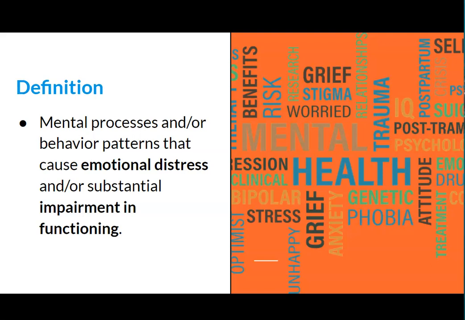For example, have you ever been anxious? Did being anxious cause you so much personal distress that you could not function? Could you not get out of bed in the morning? Could you not go to school and complete assignments? Or could you not go to work? That is an example of an impairment in functioning.